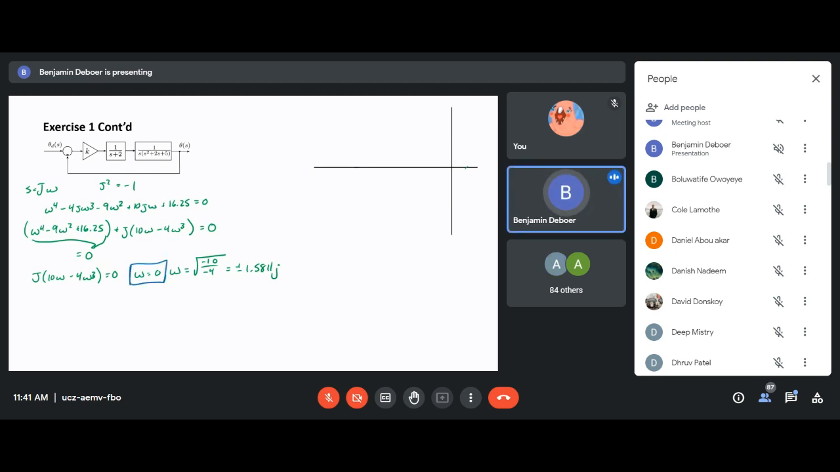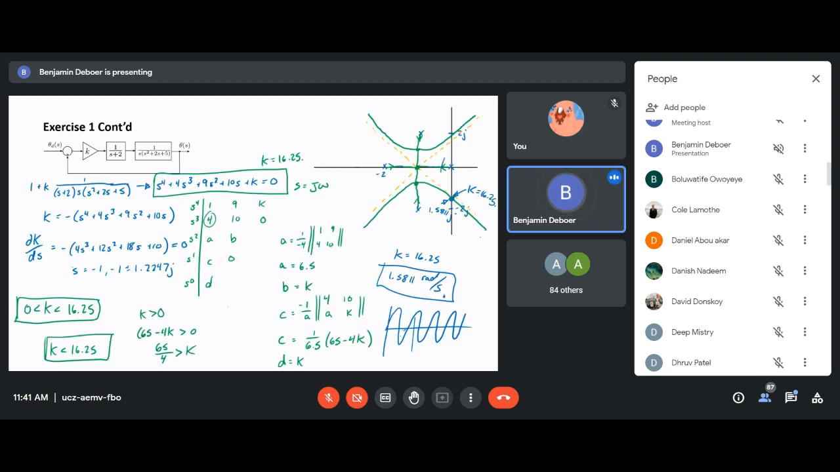Also, it's important to mention that this omega equals 0 is because of this pole here that's on the imaginary axis.